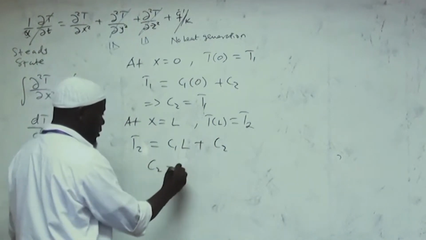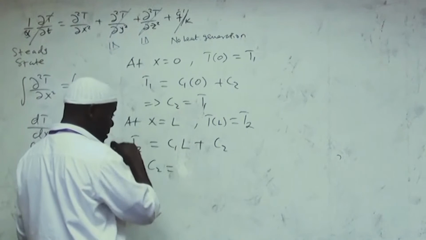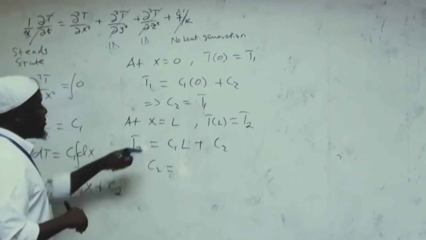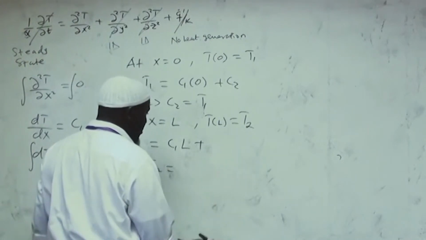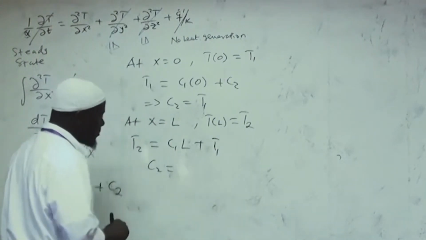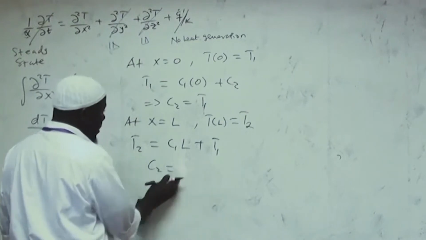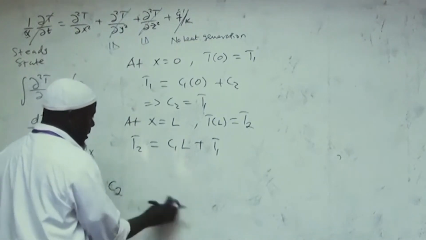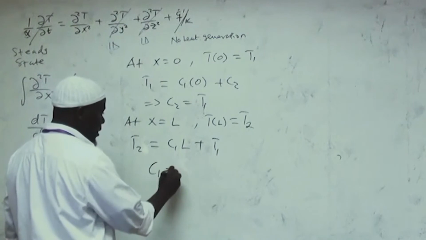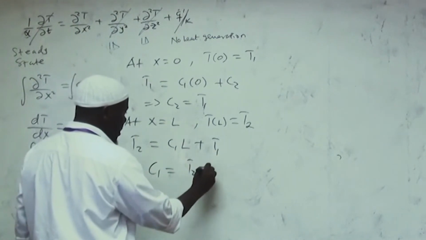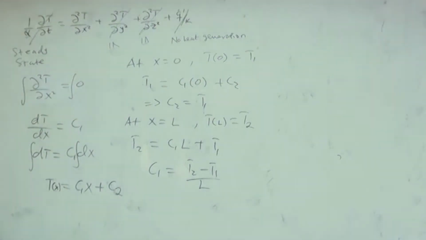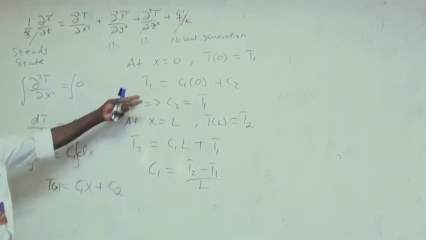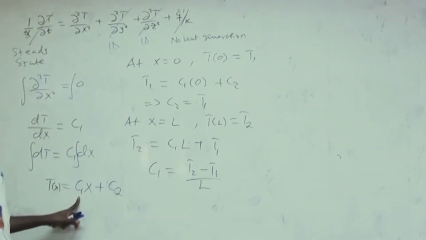So C1 equals, this moves to the other side. So we know C2, sorry, plus C2, yes, that is T1. Okay, so now we will have C1 equals T2 minus T1 over L. So now we know all our constants, C1 and C2. I'll substitute into this equation.